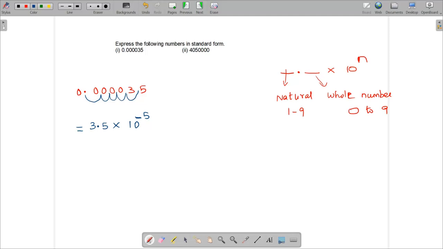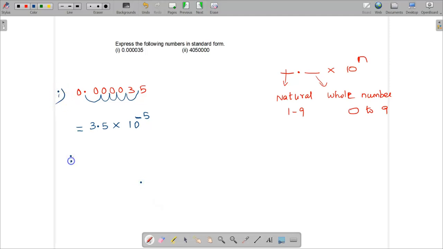So generally it is very simple. If it is a very small number, it will be expressed in negative powers of 10, and a very big number will be expressed in powers of 10 with a positive power. So here it is 3.5 into 10 power minus 5. That is for the first problem.